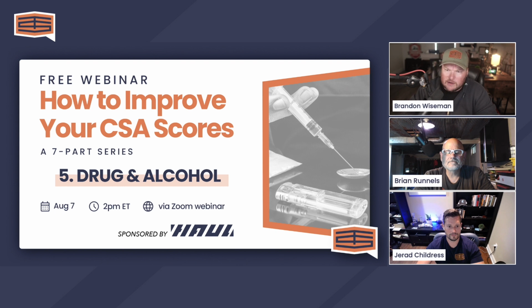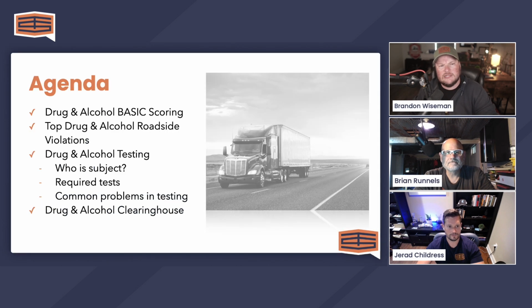But here's kind of what we have in store for the rest of the session today. Again, as we go along, if you have any questions or thoughts, throw them in the Q&A box or the chat, and we will get to those for sure. We're going to start off with a look at how your drug and alcohol basic is scored, what factors into your drug and alcohol score, so we can get our minds wrapped around what things can negatively influence your drug and alcohol score, for example. Along with that, we'll talk about the top drug and alcohol related roadside violations that we're seeing come up during roadside inspections, and then screwing up or jacking up your drug and alcohol basic.